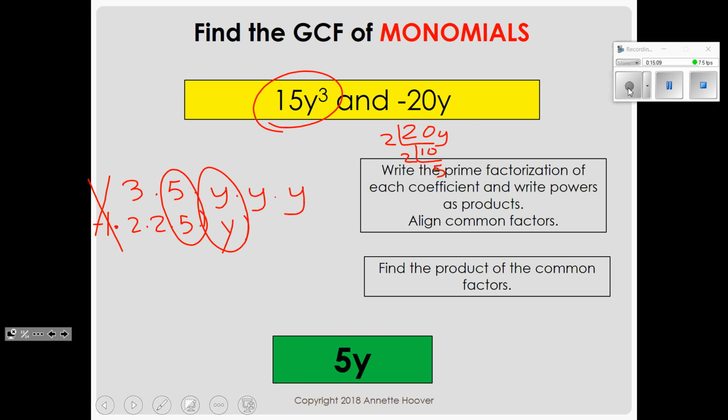If you're doing that mentally, you look up here. Don't worry about the negative, and you know that the greatest common factor of 15 and 20 is 5. You look for the variables. They share a y, and you take the one with the smallest exponent, so it would be 5y.